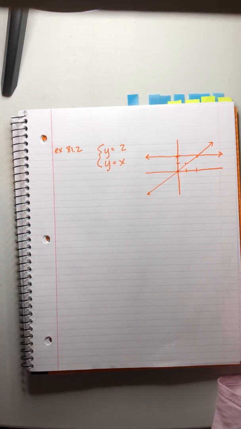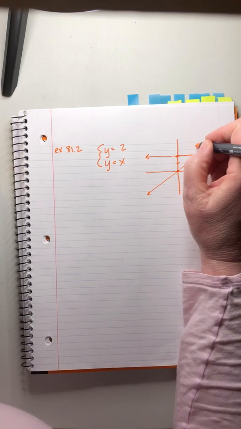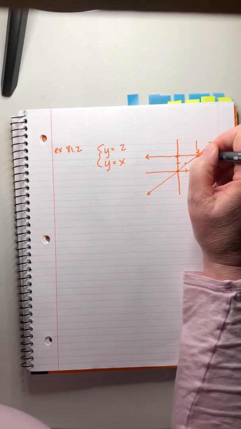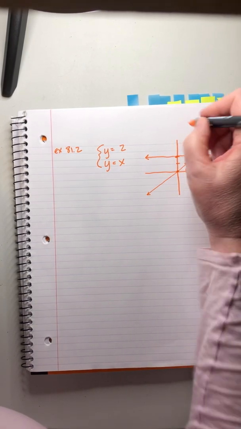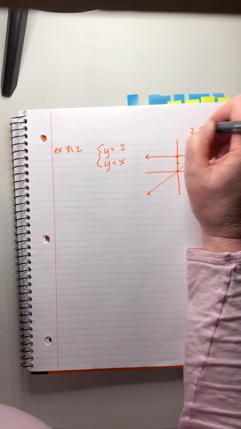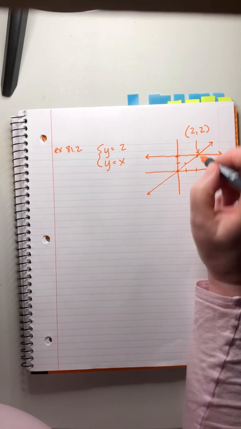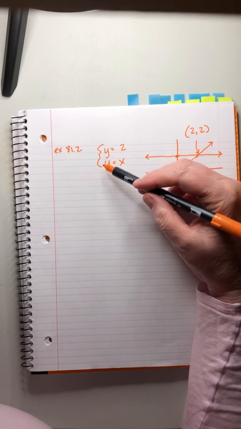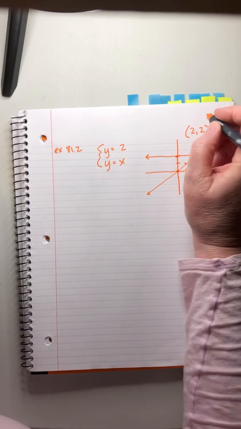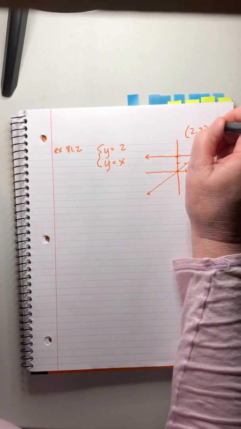Now again, this one's pretty easy because we can see where the point of intersection is. It's right there. It's at point 2, 2, right? Y is equal to 2 and y is equal to x. So that one's pretty easy. Got that one right.